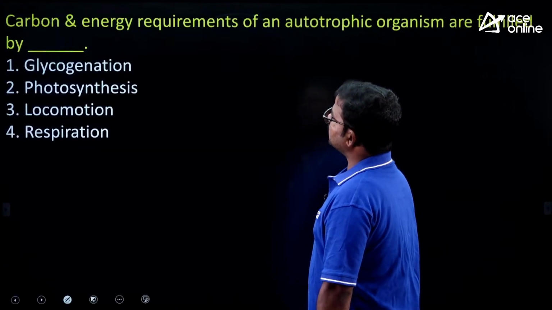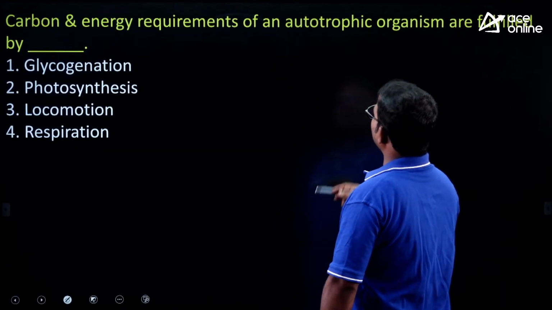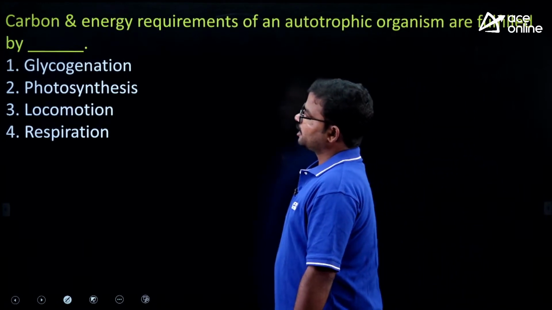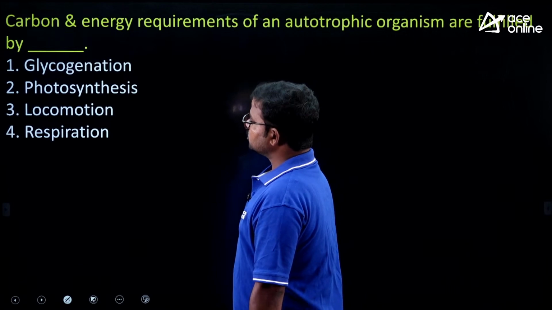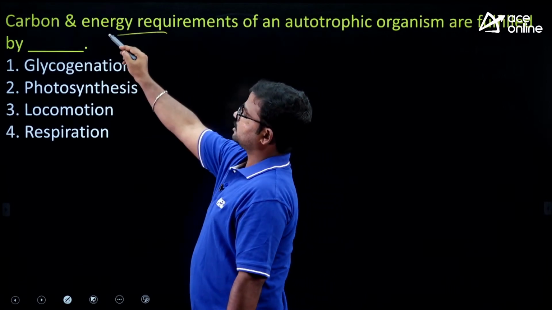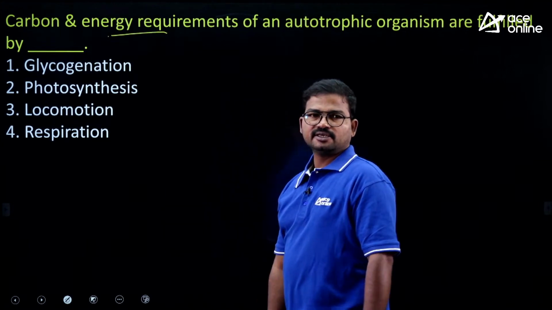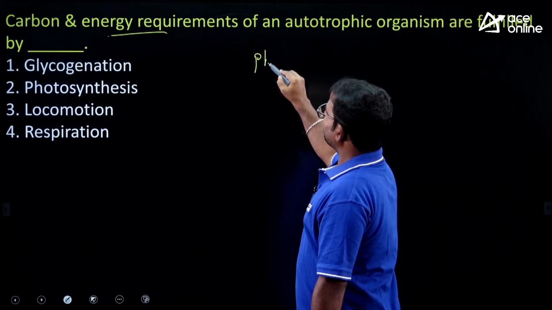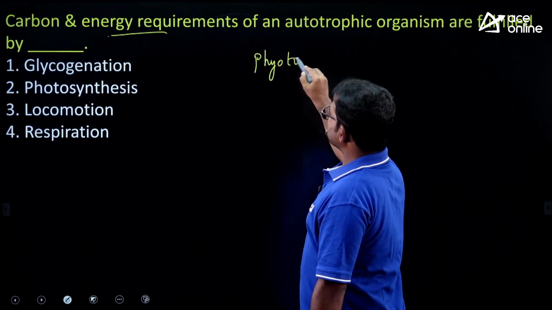Carbon and energy requirement of autotrophic organisms are fulfilled by: glycogenation, photosynthesis, locomotion, respiration. Of course, guys, you may have an idea about photosynthesis.